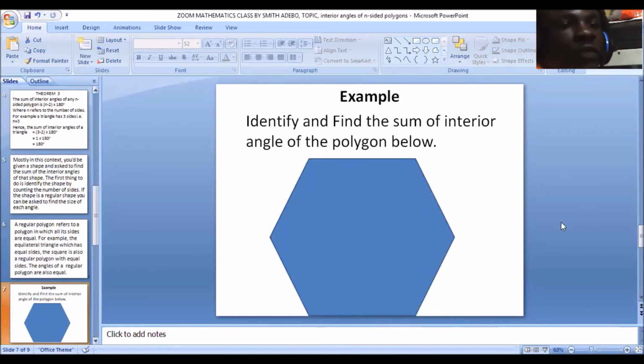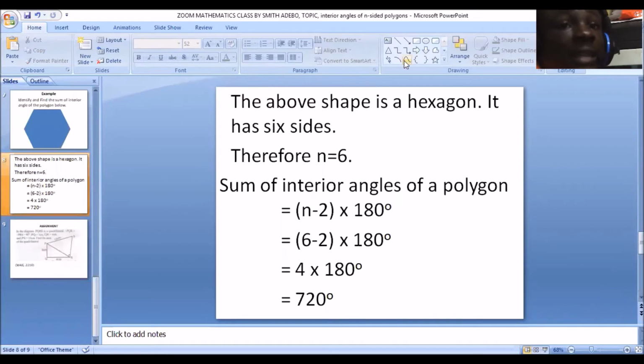Now you ask yourself, which polygon has 6 sides and 6 angles? And that's a hexagon. A hexagon has 6 sides and 6 angles, and therefore n, which is the number of sides, is equal to 6. Now if n is equal to 6, the sum of interior angles of a polygon is equal to 6 minus 2. I told you the sum of interior angles is n minus 2 times 180 degrees. Now we discover that our n, the number of sides, is equal to 6.